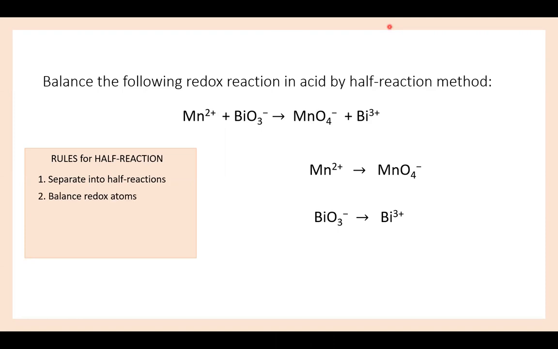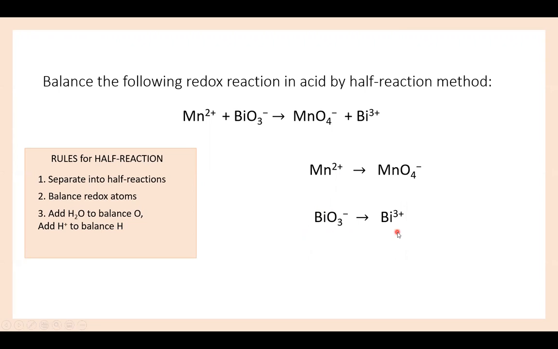We then want to balance the redox atoms. Typically, the redox atoms will be anything other than oxygen or hydrogen. To make sure that they're balanced, we have one manganese on each side of the equation, as well as one bismuth.